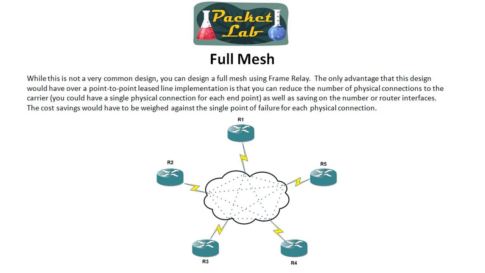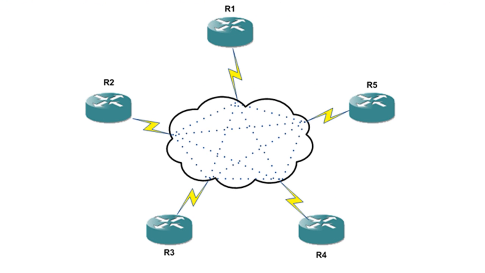Now, we've been showing point-to-point connections for these designs. Full mesh is possible with frame relay, and you would have one benefit in that you could have a single physical connection. Here's a full mesh with frame relay. So each router has an access circuit connecting to the frame relay cloud, and each of these dotted lines is a virtual circuit. So with 5 routers, it's not that big a deal. Each physical interface would have 4 virtual circuits on it.